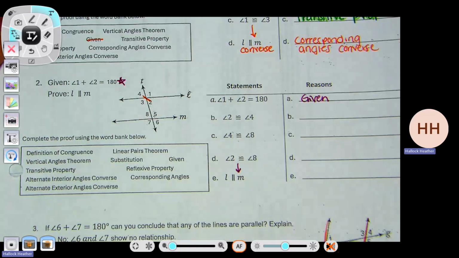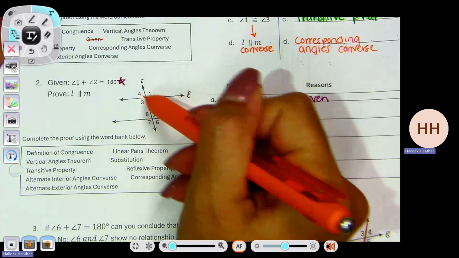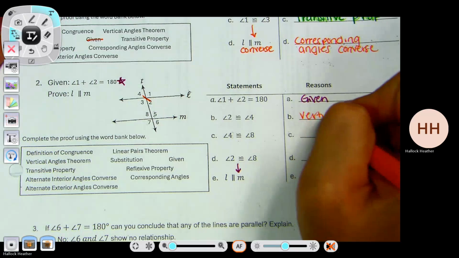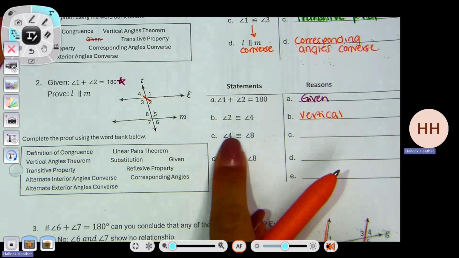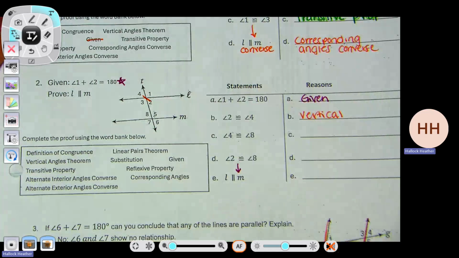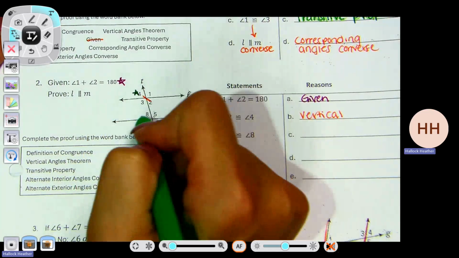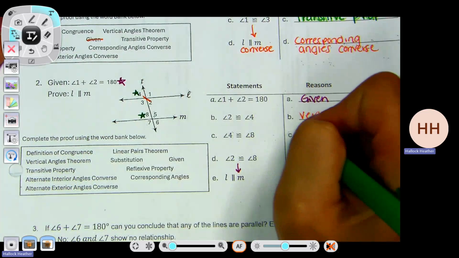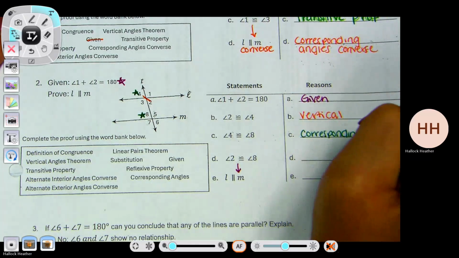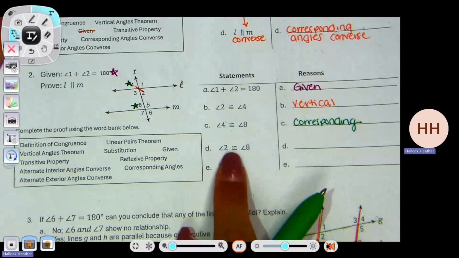B is vertical because they're crisscross from each other. They're in the same intersection. They are opposite of each other, so that's vertical. And then it says 4 is congruent to 8, which is corresponding because they're in the same spot. And then 2 is congruent to 8.